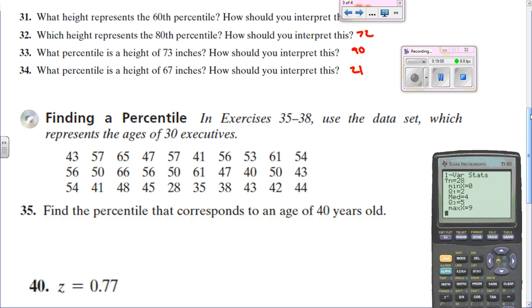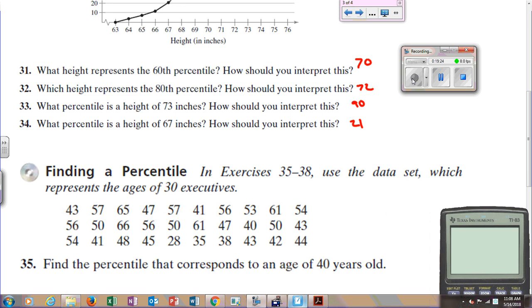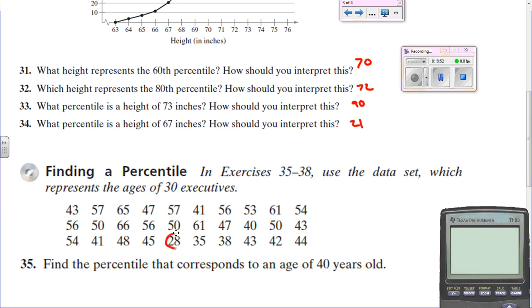Finding percentile, use the data set which represents the ages of 30 executives. Find the percentile that corresponds to an age of 40 years old. So for us to figure out what this percentile is, we first have to know how many executives there are. There's 30, right? Then figure out how many are below the age of 40. So just looking through the data. None, none, none, none. There's 1. There's 2. 3. Now it's not age 40, it's below the age of 40, so you don't have to worry about that one.